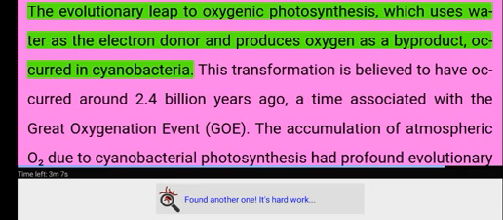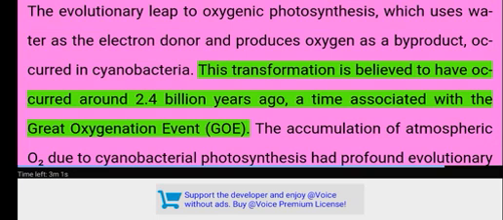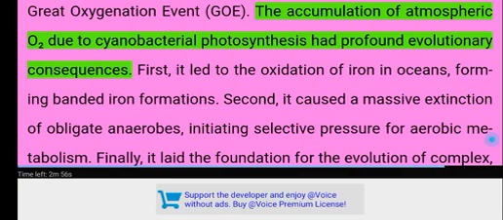The evolutionary leap to oxygenic photosynthesis, which uses water as the electron donor and produces oxygen as a byproduct, occurred in cyanobacteria. This transformation is believed to have occurred around 2.4 billion years ago, a time associated with the Great Oxygenation Event. The accumulation of atmospheric O2 due to cyanobacterial photosynthesis had profound evolutionary consequences.